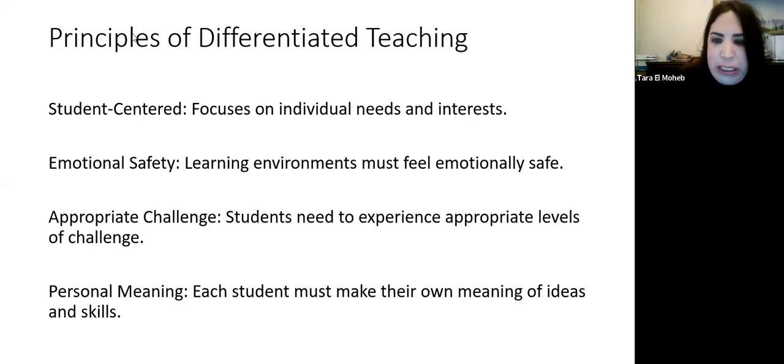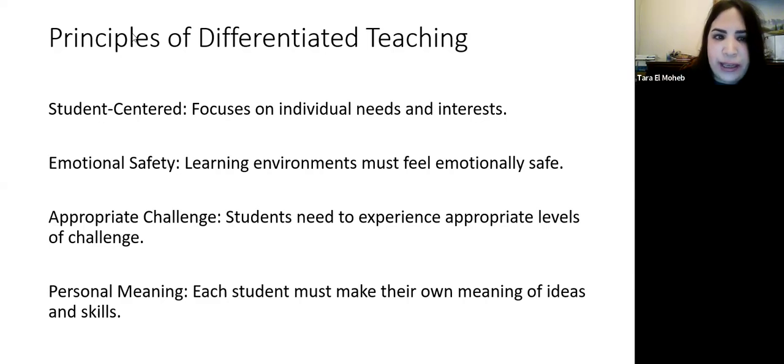Appropriate challenges. Students need to experience appropriate challenge. You could give them a challenge, but don't make it that hard for the students. If you make the challenge too hard, what will happen? Yes, the student will not get a good mark on the exam because it's too hard for them. It's not for their level.